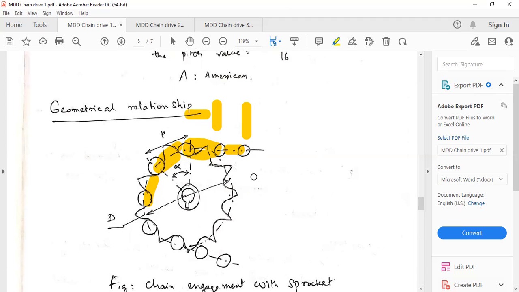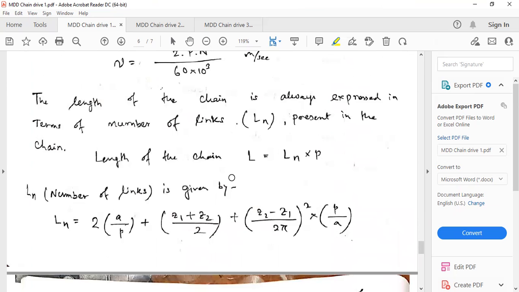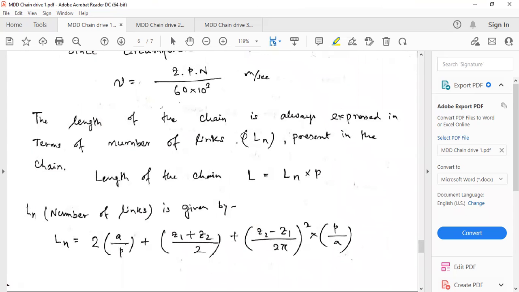So if 10 links are there, suppose each of them is of length p, what will be the total length? 10 into p, because 10 are there. That's right, 10p. So here we have what? How many? Ln. Ln is just a number. Normally it is an even number. It is the number of links.